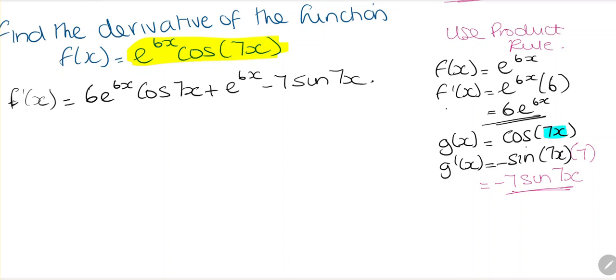So the last step is just to simplify it, or look at what we can do. Looking at our terms, I'm just going to rewrite this 6e to the 6x cosine of 7x, and I'm going to write my minus 7 in front of my e to the 6x sine of 7x.